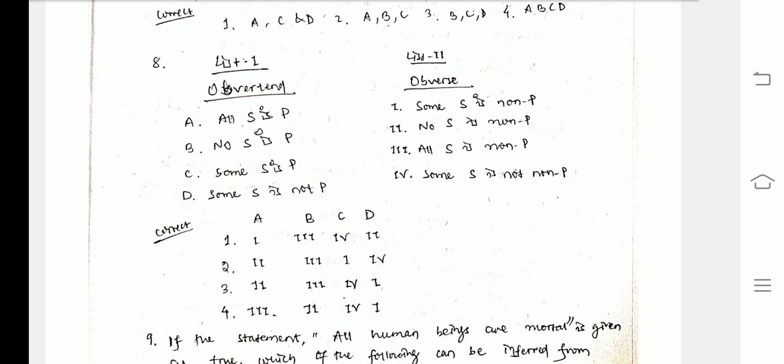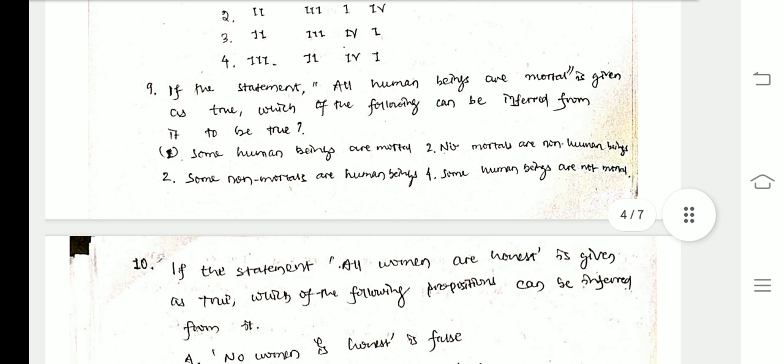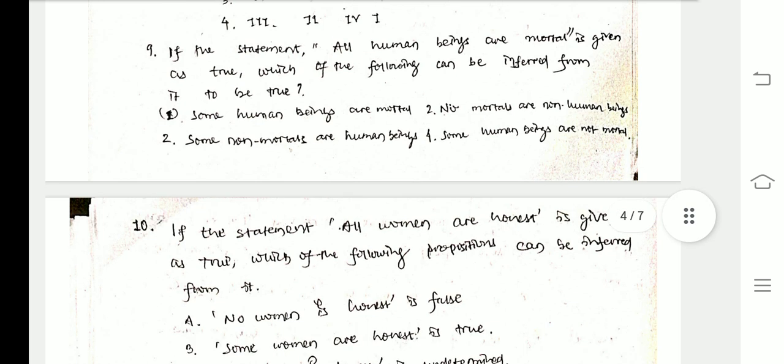Now moving to question number 9, we see that all human beings are mortal. A proposition is given as true. Which of the following can be inferred to be true? A is true, so obviously subalternation. Its subalternation is I. Some human beings are mortal, which is also true. So option 1 is correct.